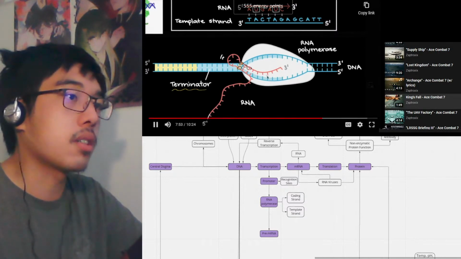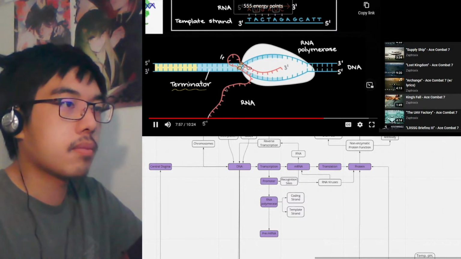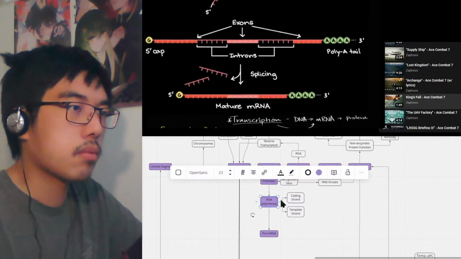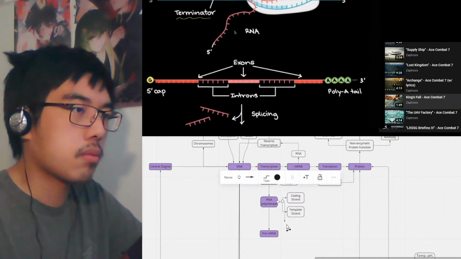Now we're talking about a prokaryote. We're done. This would be our messenger RNA, which then can go to a ribosome and be translated into a protein. But if we're talking about a eukaryote, then we have to do a little bit of processing. If this is a prokaryote right over here, this would be our mRNA.